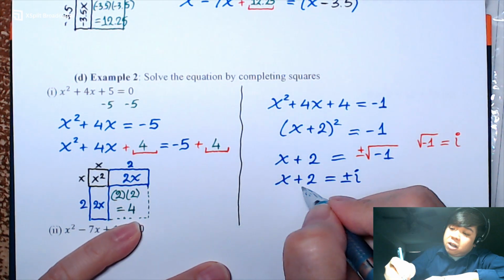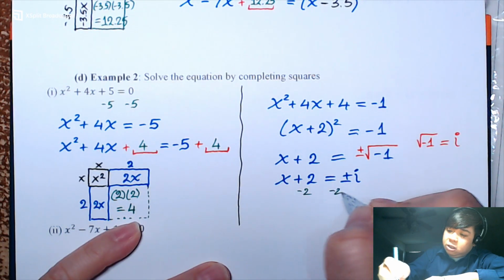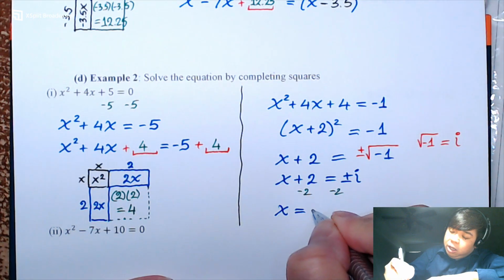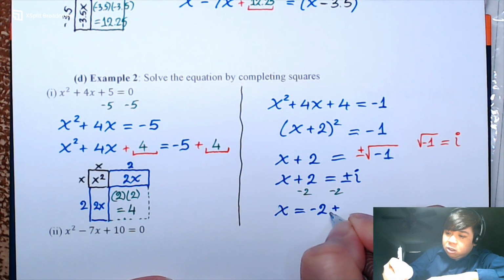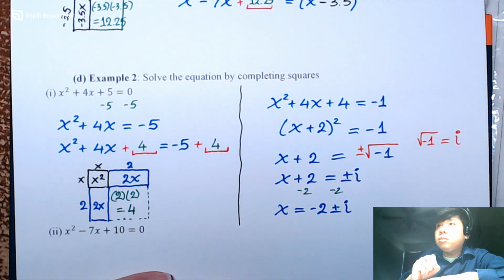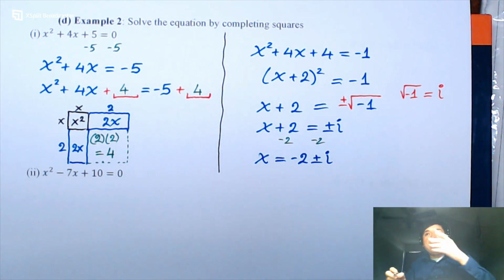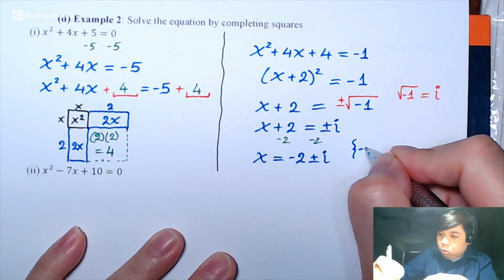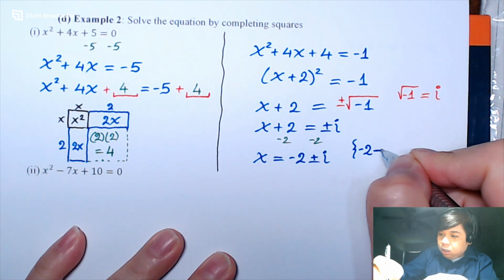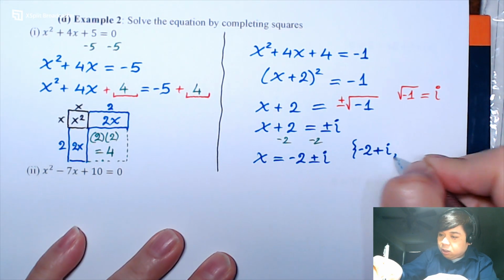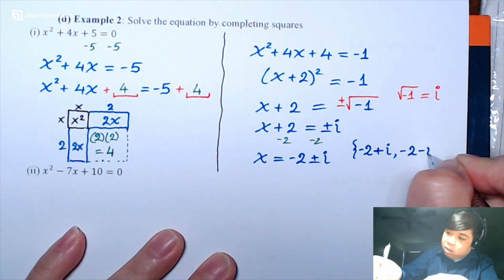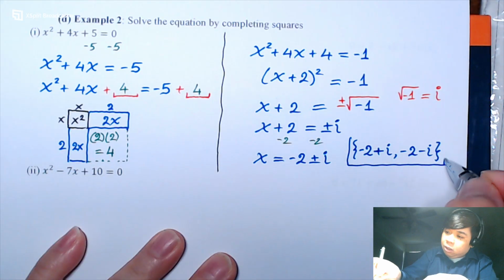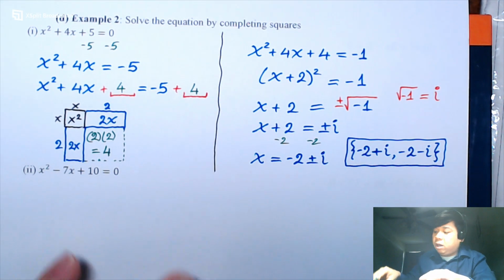And to get x by itself, subtract 2 on both sides. So we have x equal to negative 2 plus or minus i. Right? So pretty much that. And we can write the solution maybe like this, or if you want to split the solution, negative 2 plus i, negative 2 minus i. And that's what we have.